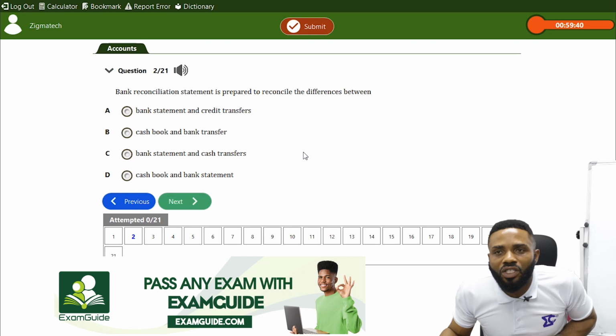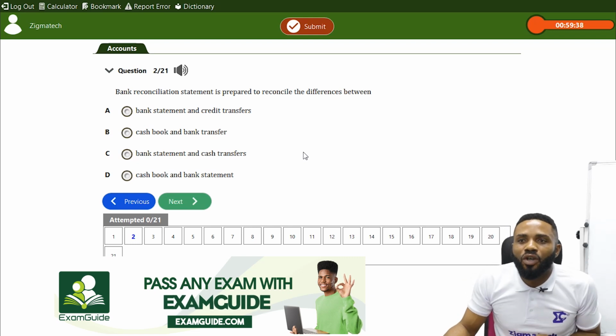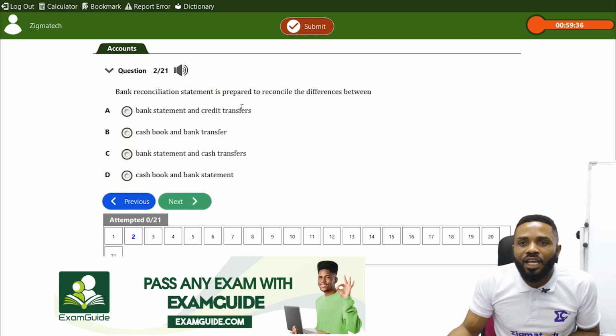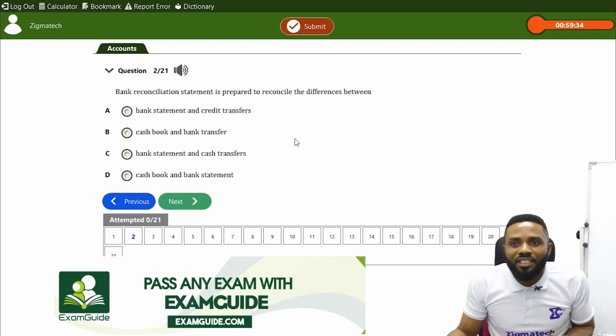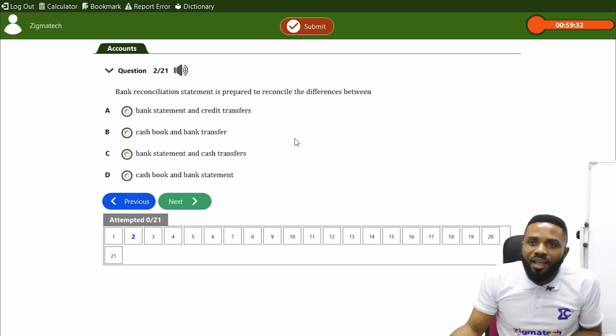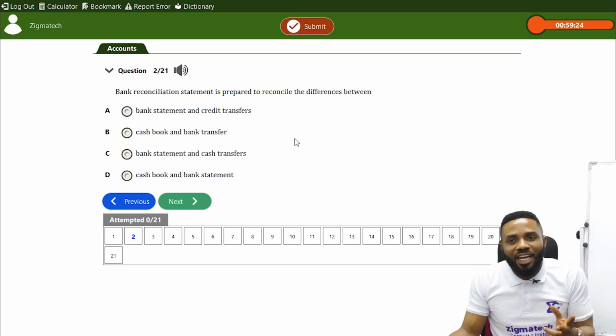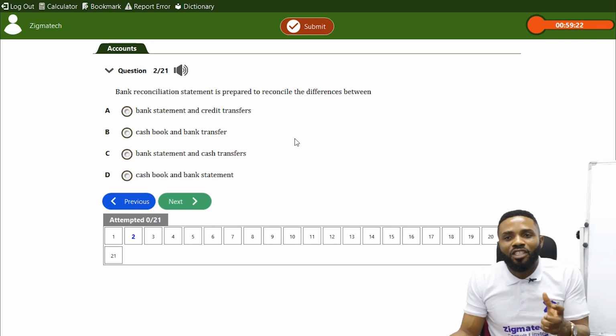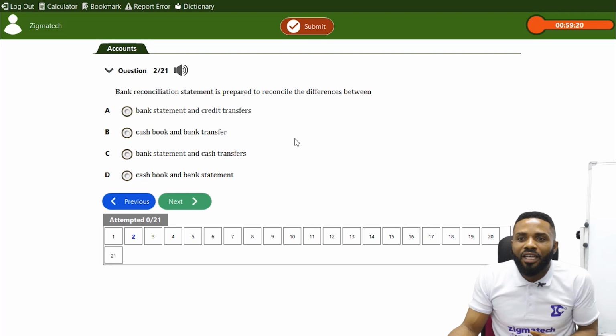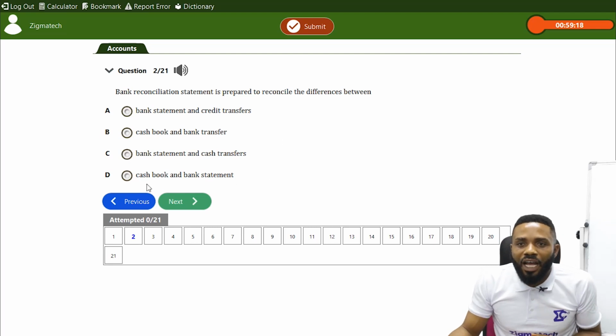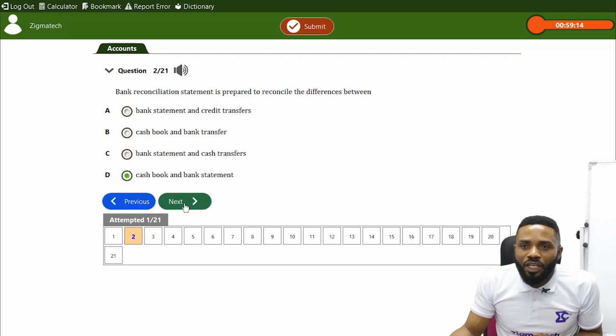A bank reconciliation statement is prepared to reconcile the differences between A, bank statement and credit transfer; cash book and bank transfer; bank statement and cash transfer; cash book and bank statement. We have said it reconciles differences between cash book and bank statement. So the answer is D. You click on D. Now let's move to the next one.